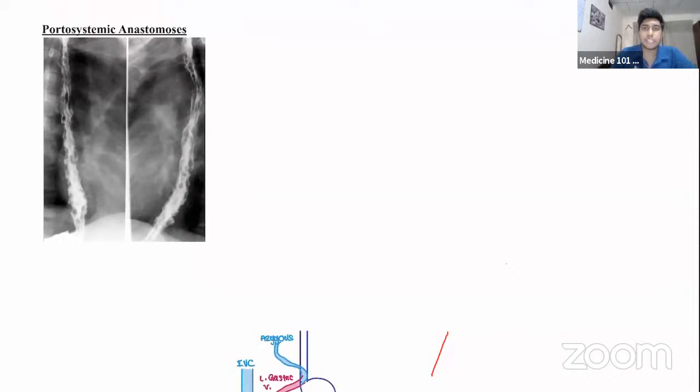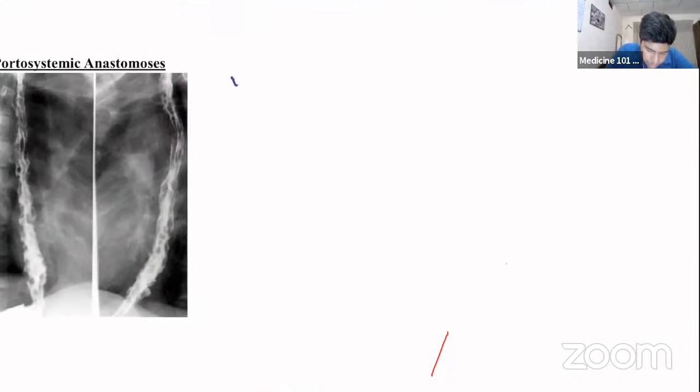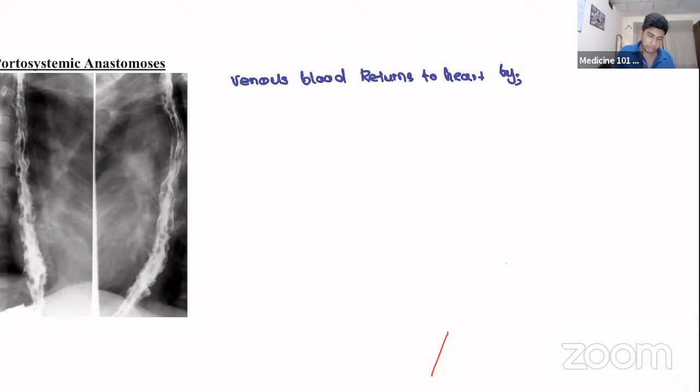We talked about the arterial system to the GI tract, but we didn't talk about the venous system. Let's go into that. Just write this. Now, the venous blood returns to the heart by which vessel? By which blood vessel? From the GI tract.